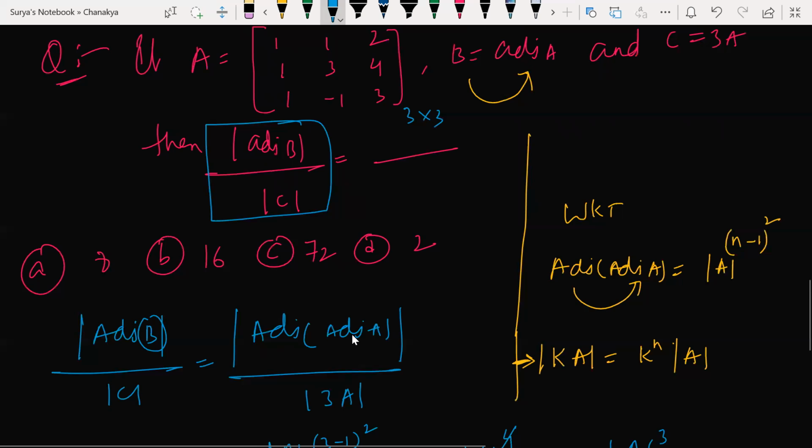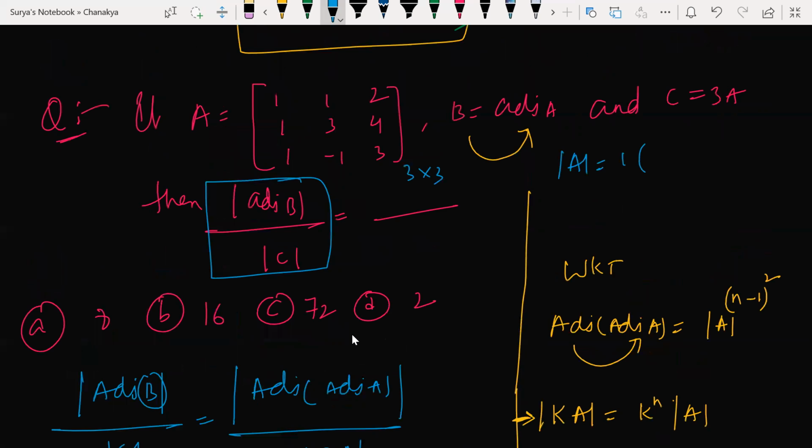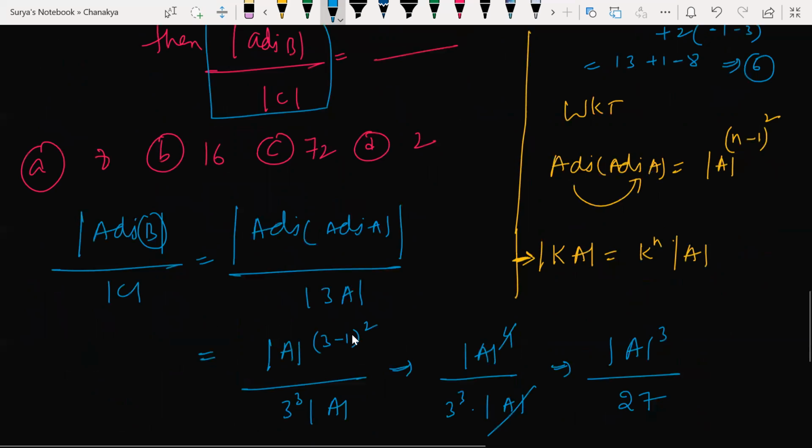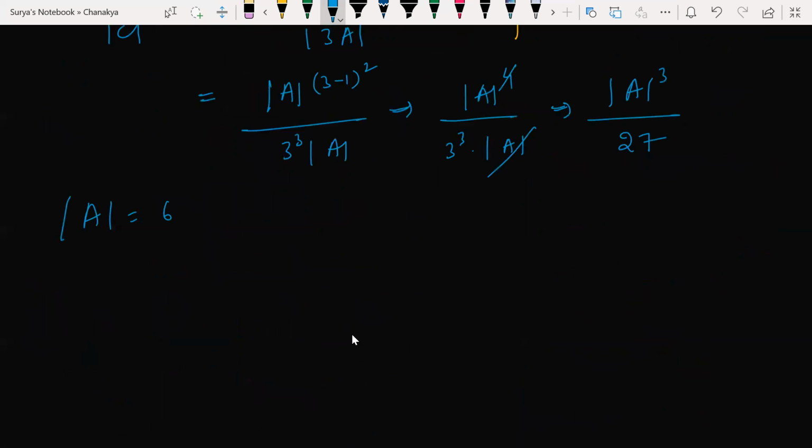Let's find out here. Determinant of A is 1 into 3 3s are 9, minus 2 minus plus 4. So minus 1 here. So 3 minus 4 plus 2. So minus 1 minus 3. So 13 plus 1 minus 8. So what are you left with now? 6. So determinant of A, I got 6. So substituting here, determinant of A is 6. So 6 into 6 into 6 divided by 27.